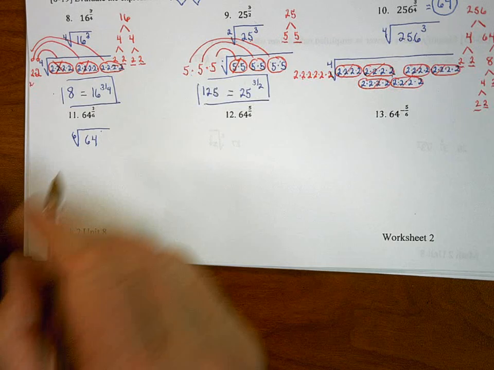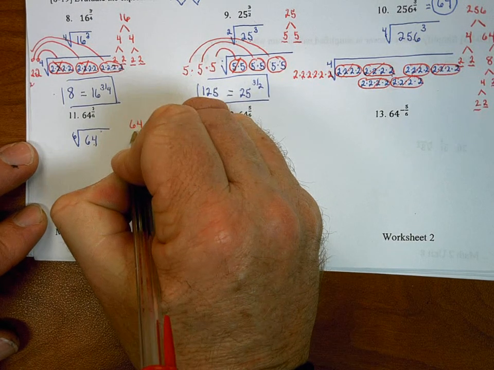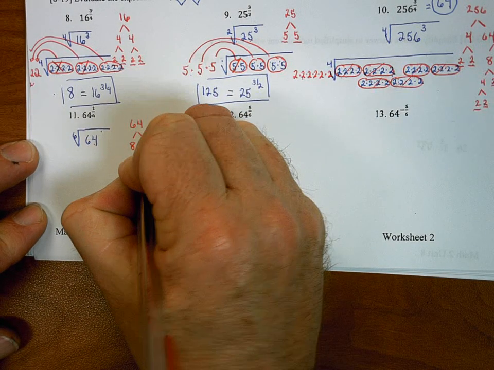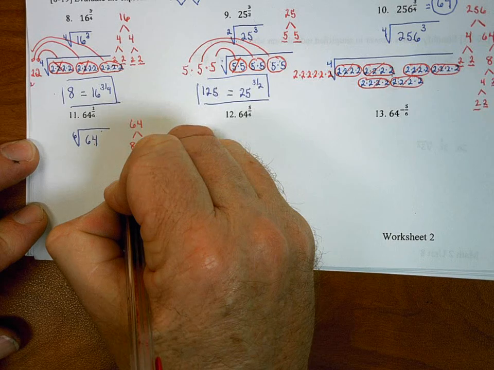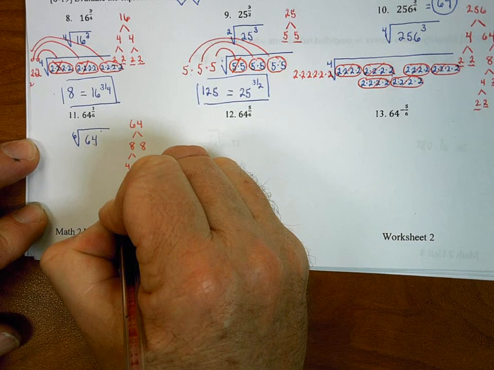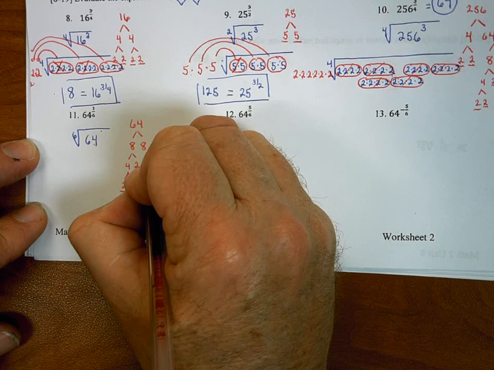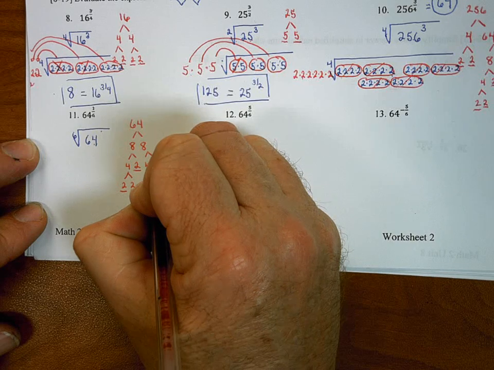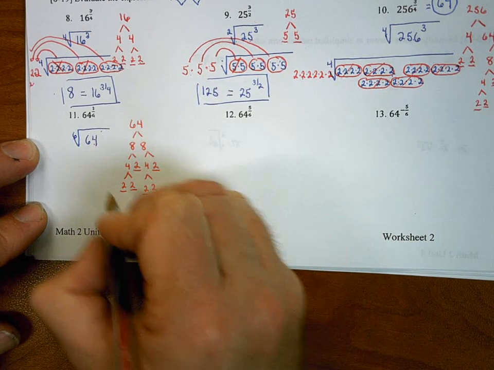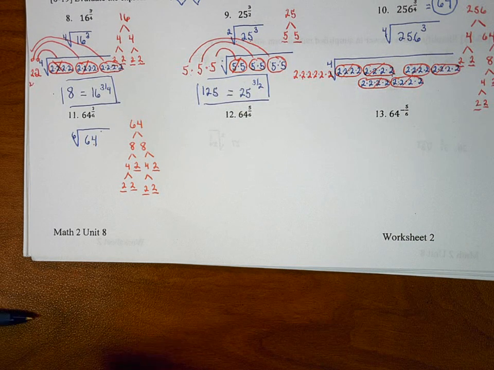My next step after I change it into radical form is I take the radicand, which is 64, and I'm going to make a factor tree out of that. That becomes 8 and 8. 8 factors into 4 and 2. 2 is prime, so I stop at that 2, but 4 factors into 2 and 2. And then I'm going to do the same thing over here with this 8. 4 and 2. 2 becomes 2 and 2. So 64 factors into 1, 2, 3, 4, 5, 6 2's.